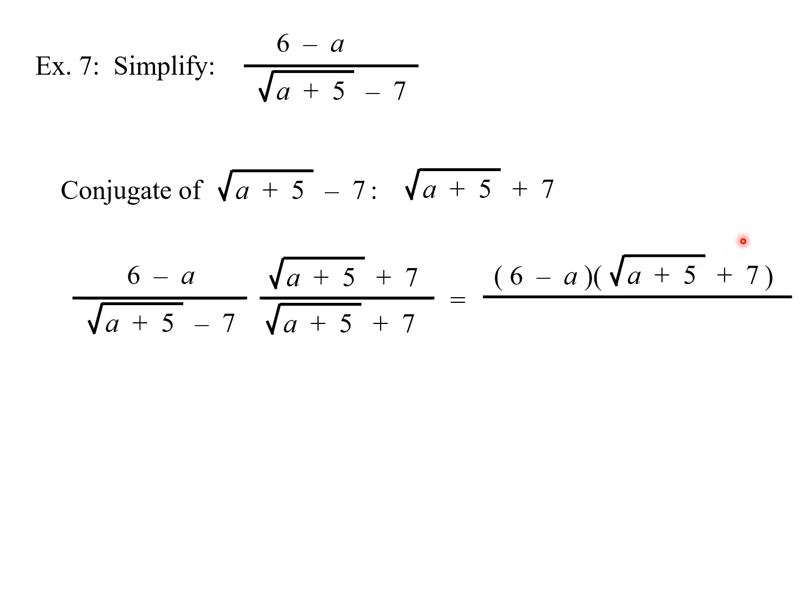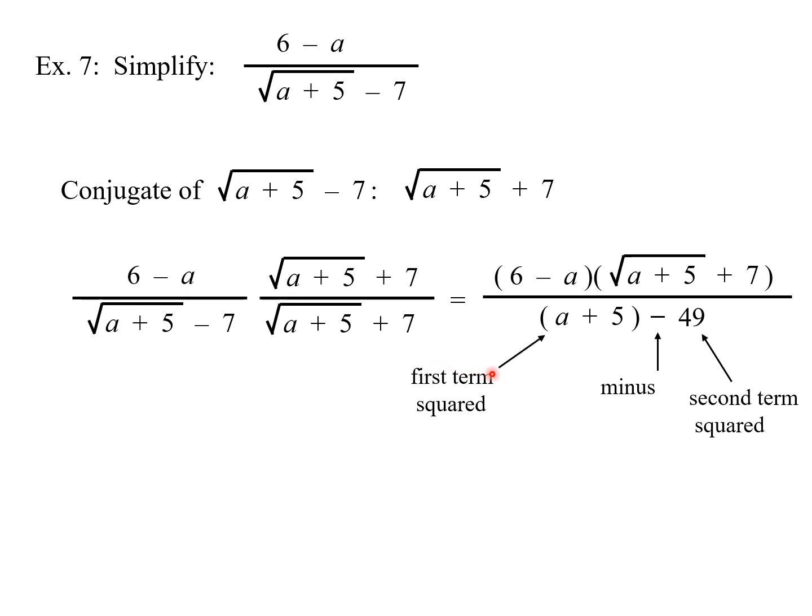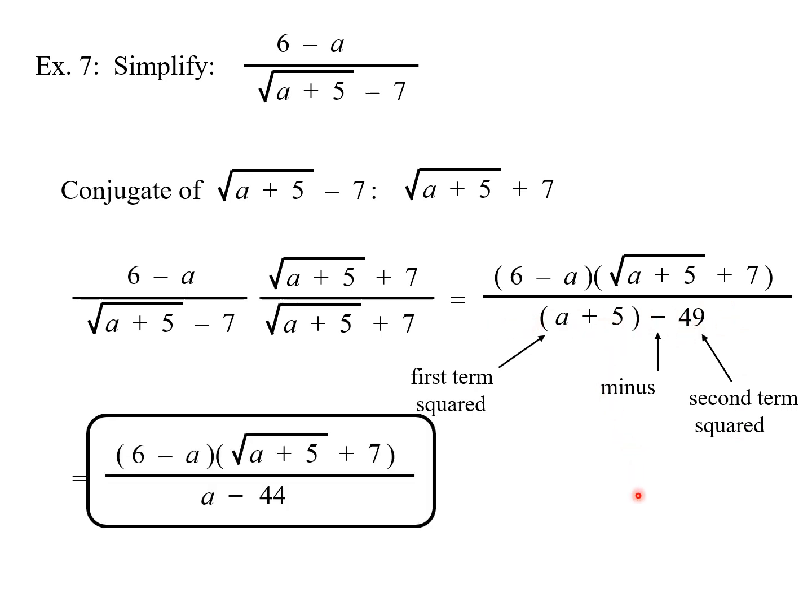But the denominator, we're going to take the first term squared, and root a plus 5 times root a plus 5 is just a plus 5. Minus, remember that has to be a minus, and then the second term squared. So 7 squared. And we're basically done, except we can simplify the denominator a little bit, and it'll become that for our answer. So quick and easy, right? Multiply top and bottom by the conjugate, and the radicals in the denominator go away.